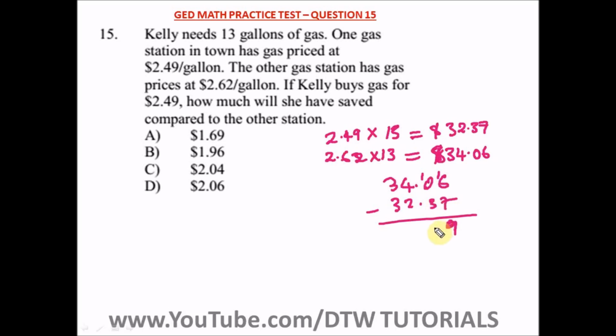9 minus 3 will give us a 6. Then don't forget your decimal point. What are we left with here? We're left with 3. 3 minus 2 will give us a 1, and 3 minus 3 is a 0. So we have $1.69. So this is the amount that Kelly is going to save if she buys gas for $2.49. And our right option here is option A.